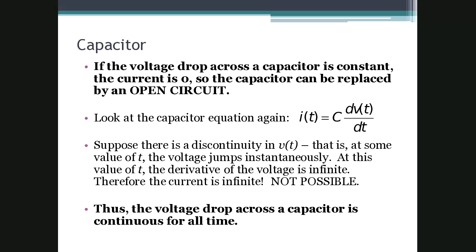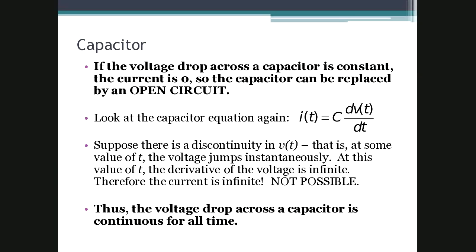voltage. So now when looking at this slide, we see if the voltage drop across the capacitor is constant, the current is 0, so the capacitor can be replaced with an open circuit. That actually helps explain the previous slide. Looking at the equation again, I of t is equal to C times dV(t)/dt. So suppose there is a discontinuity in V of t, that is, at some value of t, the voltage jumps instantaneously. At this value of t, the derivative of the voltage is infinite. Therefore, the current is infinite.